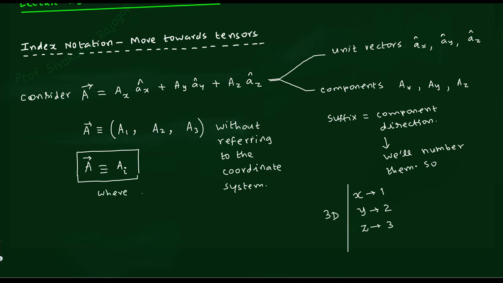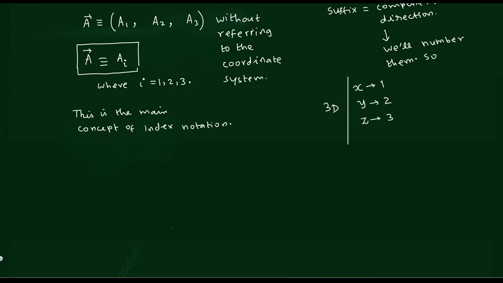No need of anything. And you simply say that I equal to 1, 2, 3. So this is an advantage of putting the 1, 2, 3 instead of x, y, z. So the point is now clear: what is the advantage of removing x, y, z and putting 1, 2, 3. So I'll write down this as the main concept involved in the index notation. The main concept is that x direction, y direction, z direction, this kind of names will be replaced by appropriate numbers.